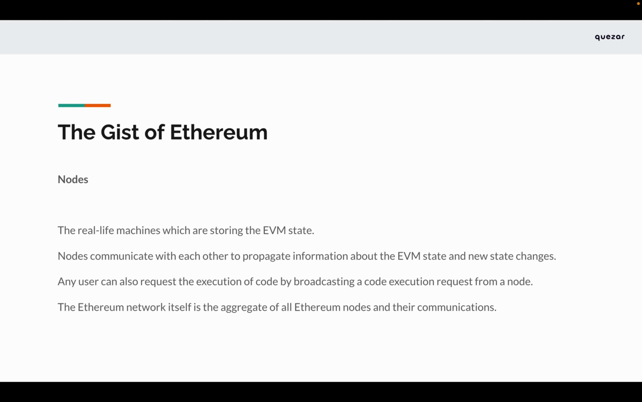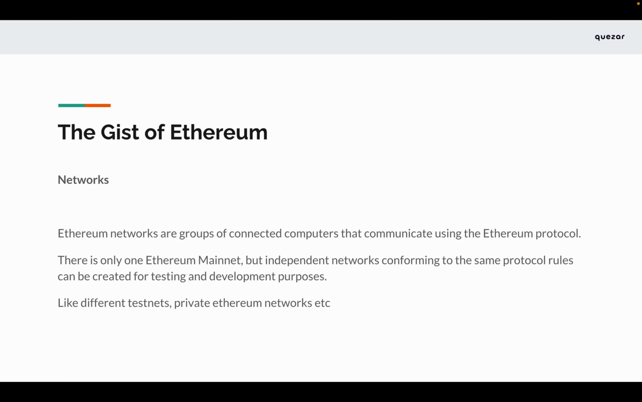The Ethereum network, you can say, in itself is an aggregate of all of the Ethereum nodes and their communication, because they are the ones who are keeping a copy of the EVM state among themselves, changing it, updating the EVM state, and then arriving at a consensus on what the next EVM state would be. Now, all of these nodes collectively form a network. Ethereum network is nothing but a group of connected computers that communicate using the Ethereum protocol.